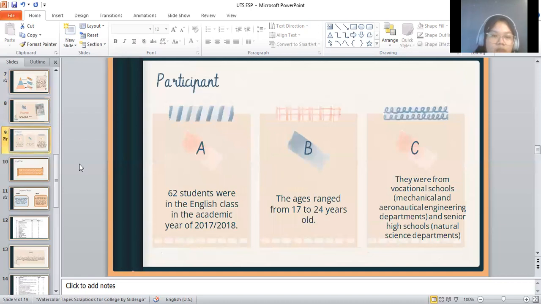The first is participants. The participants are 62 students who were in English class in the academic year of 2017 and 2018, and the age ranges from 17 to 24 years old. And they were from vocational school, mechanical and aeronautical engineering department, and senior high school natural science department.